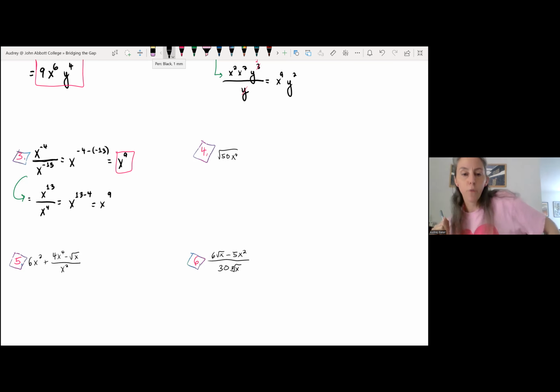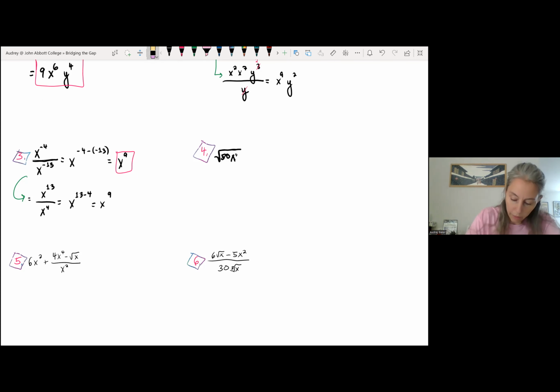Okay, number 4. We're doing the square root of 50x to the 4th. Well, there are a couple ways that I could think about this. Square roots are like powers. They're like exponents, and we know that we can distribute exponents inside of multiplication. So in other words, this is the same thing as the square root of 50 times the square root of x to the 4th.